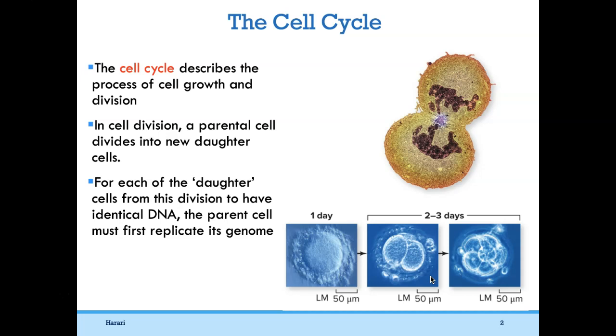For each of the daughter cells from the division to have identical DNA, the parent cell must first replicate its genome. Right, so if you want the daughter cells to have the identical set of genes, you have to first make a copy of the parental DNA, so then the daughter cells can each have an identical copy of the genome.